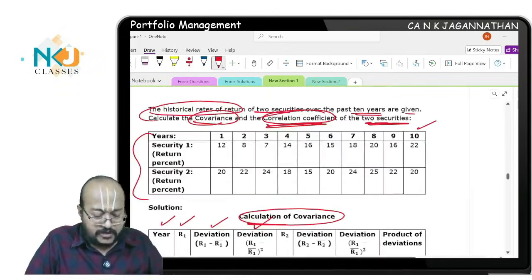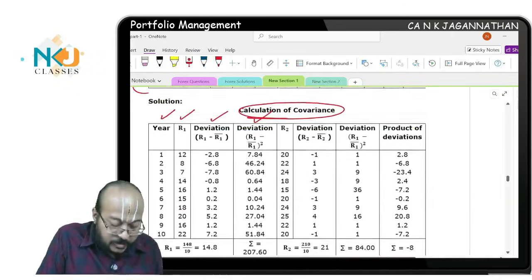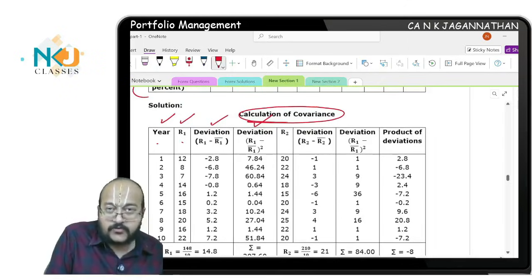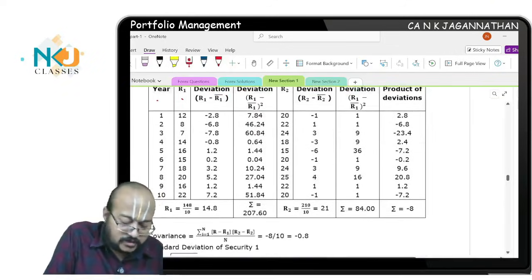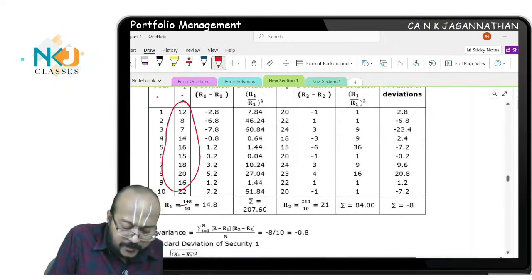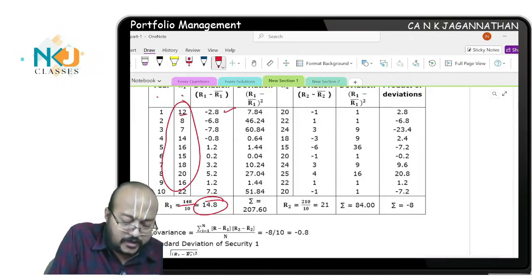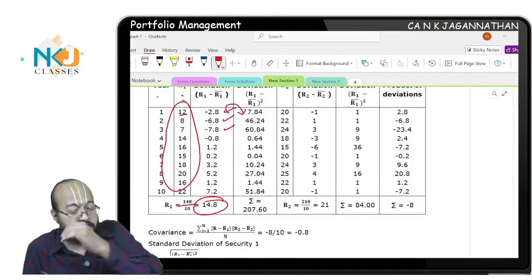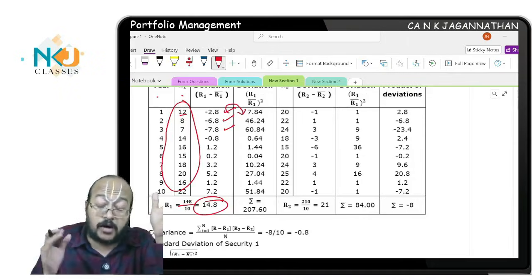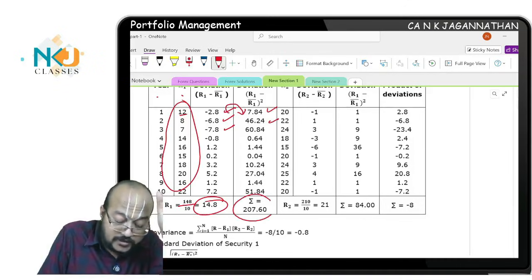Which means R1, R2, the returns of these securities are given. So here, return of security 1 minus R1 bar. R1 bar is nothing but the total of these returns divided by n. You will get 14.8, which means 12 minus 14.8 is minus 2.8, minus 6.8, like this. Again you will square it up, R1 minus R1 bar the whole square, correct? This you will square it up, the total summation also you will get.